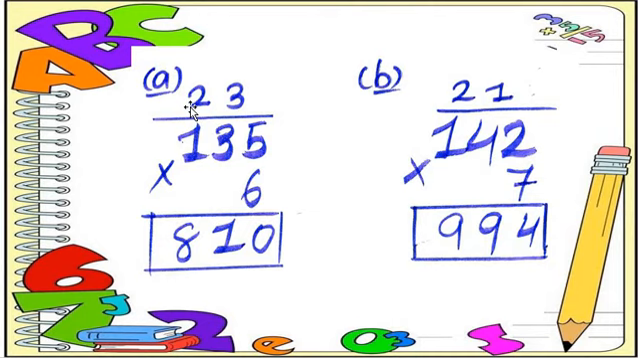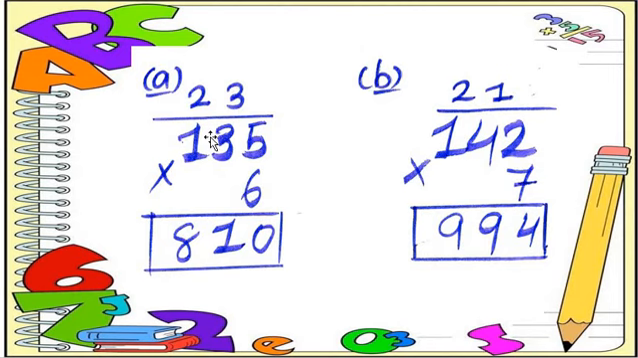135 multiply by 6. So what do we do that time, all students? 6 5s are how many? 5 5s are 25, so 6 5s are 30. 0 here and 3 as a form of carry.